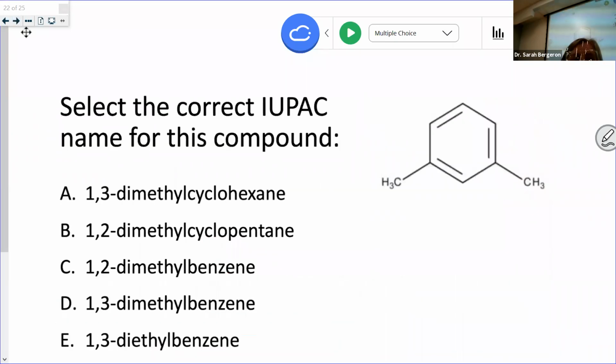All right, now let's try and name this compound using our normal IUPAC methodology.